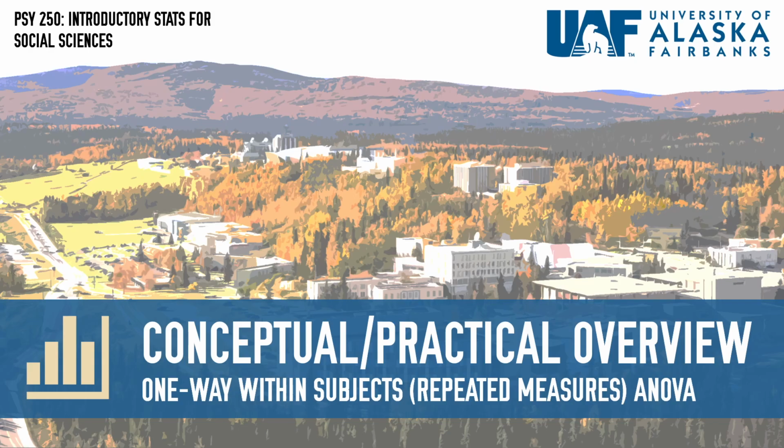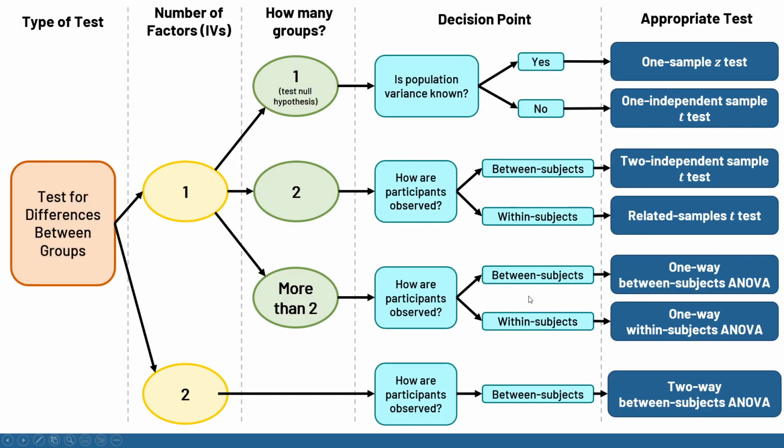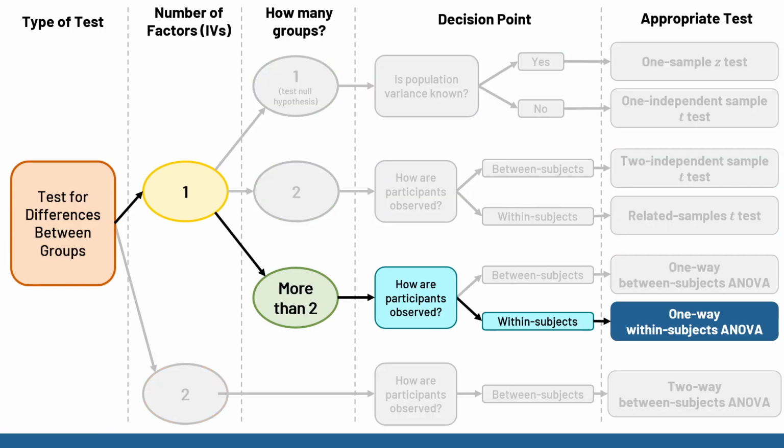Previously, we talked about between subjects ANOVA. Now we're going to talk about the one way within subjects ANOVA, sometimes also referred to as a repeated measures ANOVA. Going back to where we're at in our grand diagram, or decision tree, we are here. We're still working with one factor, more than two groups, except now we're looking at within subjects observation. We'll hit on that a little bit if you need a refresher on what exactly we mean by that.